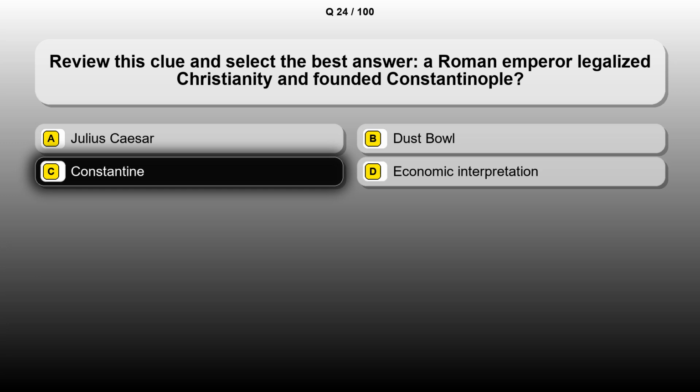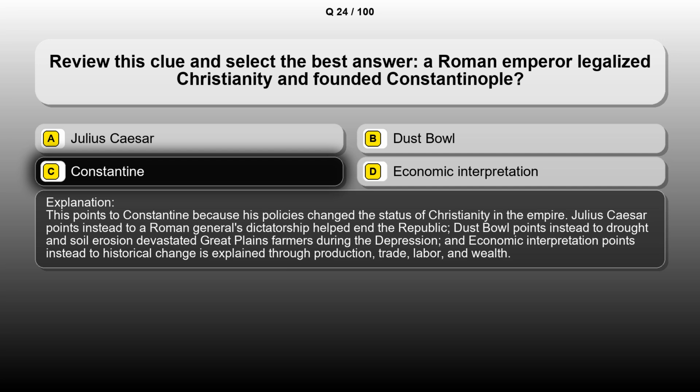The correct answer is option C. Constantine. This points to Constantine because his policies changed the status of Christianity in the empire. Julius Caesar points instead to a Roman general's dictatorship that helped end the Republic. Dust Bowl points instead to drought and soil erosion that devastated Great Plains farmers during the Depression, and economic interpretation points instead to historical change being explained through production, trade, labor, and wealth.